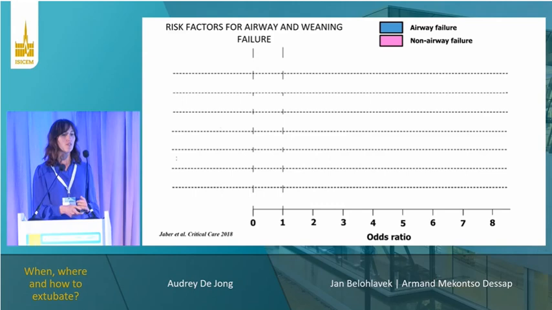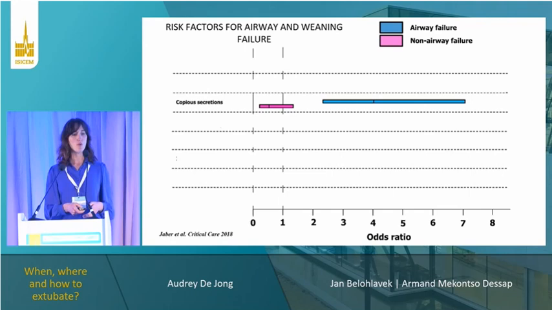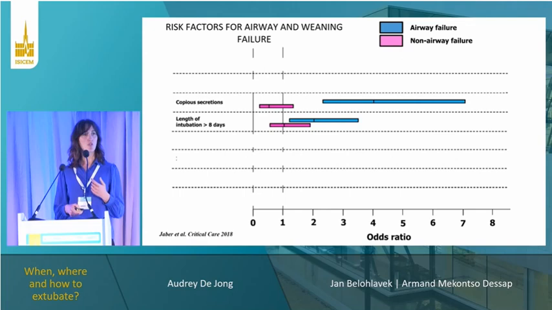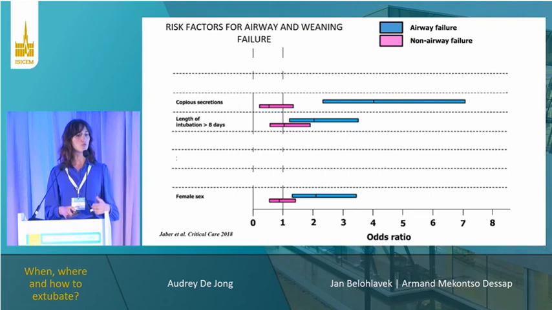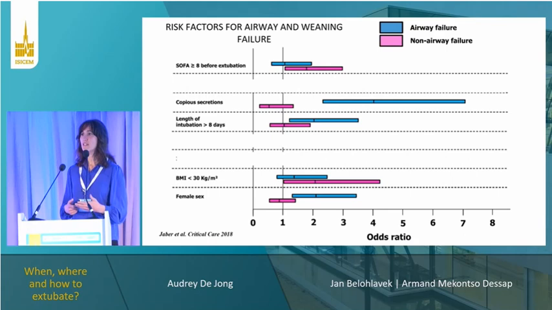And then in the second part of the study, we separated risk factors for airway and non-airway or weaning failure. What we found was that copious secretions were a risk factor for airway failure before extubation, as was a length of intubation of more than 8 days, so prolonged length of intubation. Female sex also, maybe because of the size of the tube. And then we have specific risk factors for non-airway failure. We had the severity of the patient. We found a threshold of SOFA of 8. We had the body mass index, and surprisingly, a low body mass index had more weaning failure.